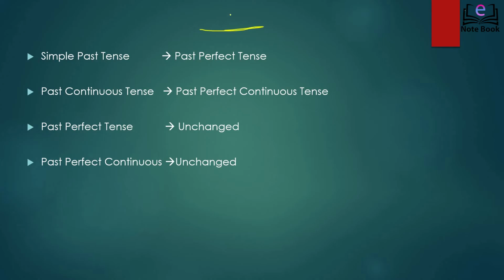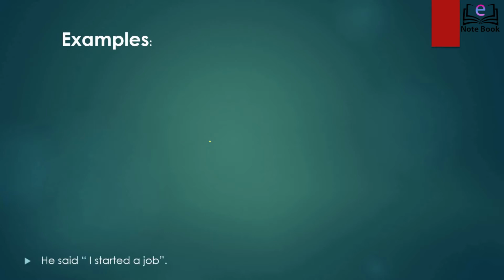In case the reported speech is in past tense, how do we make the changes in the tense? If it is simple past, it becomes past perfect. If it is past continuous, it becomes past perfect continuous. But if it is past perfect or past perfect continuous, no changes are made in the tense. Let's learn with the examples.